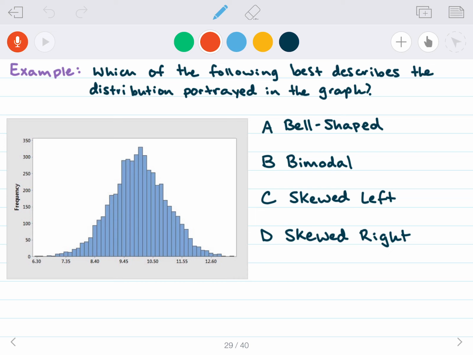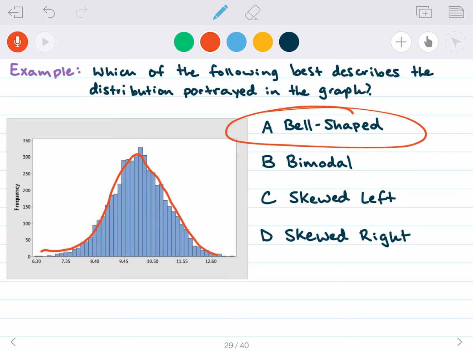This is a very classic test question. Which of the following best describes the distribution? Well, if we were to fit a graph to this, it would look very close to a bell shape. So I'm thinking that's going to be our answer there. Skewed left, skewed right? Well, there's not a bunch of data points concentrated to the left or to the right of this curve. It's pretty uniform. And also, it's not bimodal because it only has one peak.